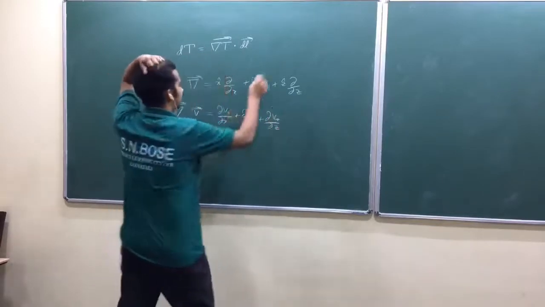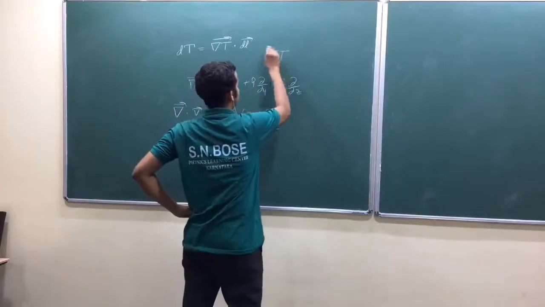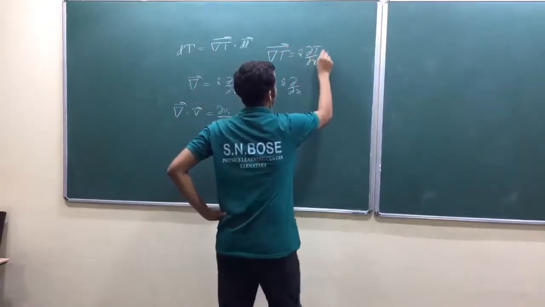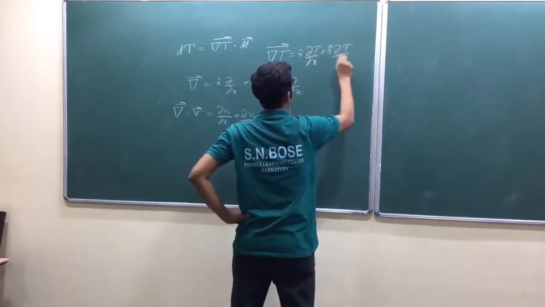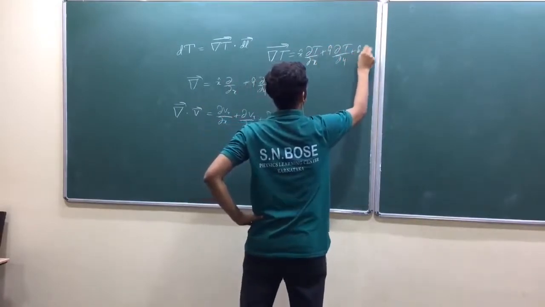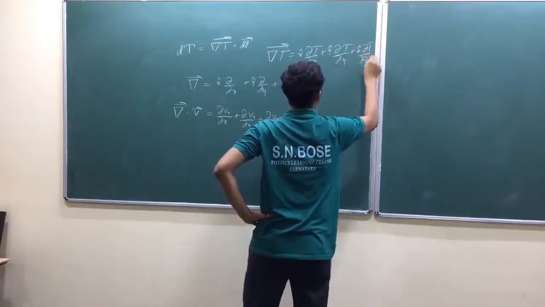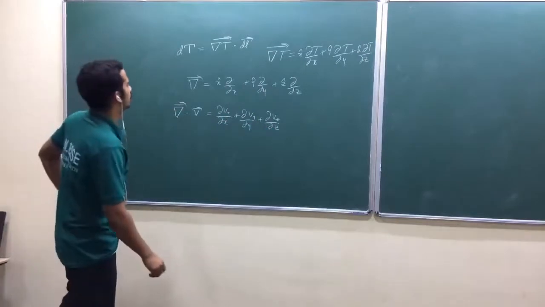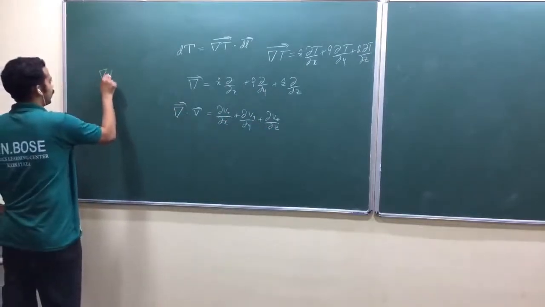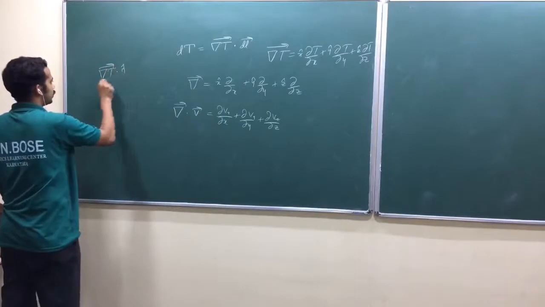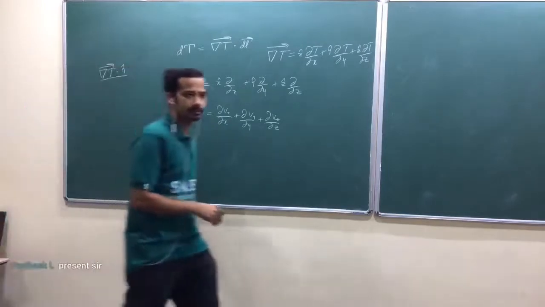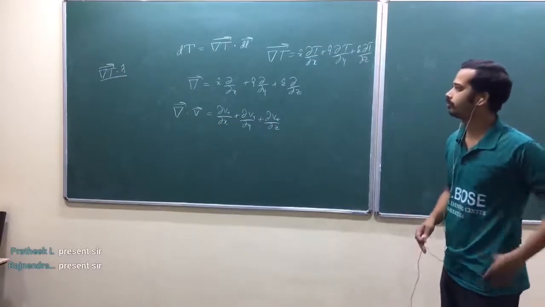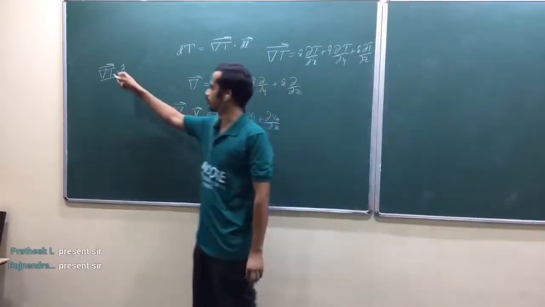Wait a second. How did we define gradient of a scalar? x cap dou T by dou x plus y cap dou T by dou y plus z cap dou T by dou z. I hope you remember. So del T dot n cap is a directional derivative, isn't it? That's a derivative corresponding to one particular direction, the n cap direction. This is a directional derivative.